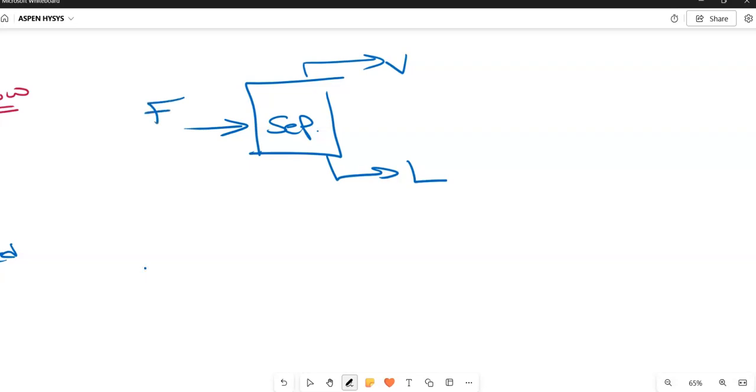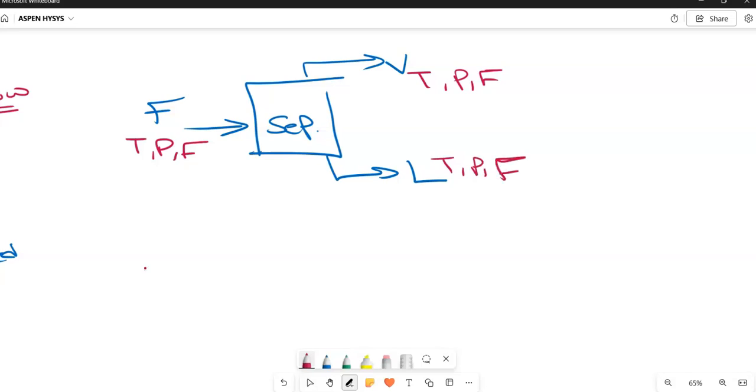Okay, in a steady state, the information that you are going to define will be the temperature, the pressure, and the flow. Here it will be the temperature, the pressure, flow. We have here temperature, pressure, flow. Okay, but while doing the dynamic simulation, you will define the pressure and the flow will be calculated, or you are going to define the flow and the pressure will be calculated. Okay, so this is one of the differences between the steady state and the dynamic state.